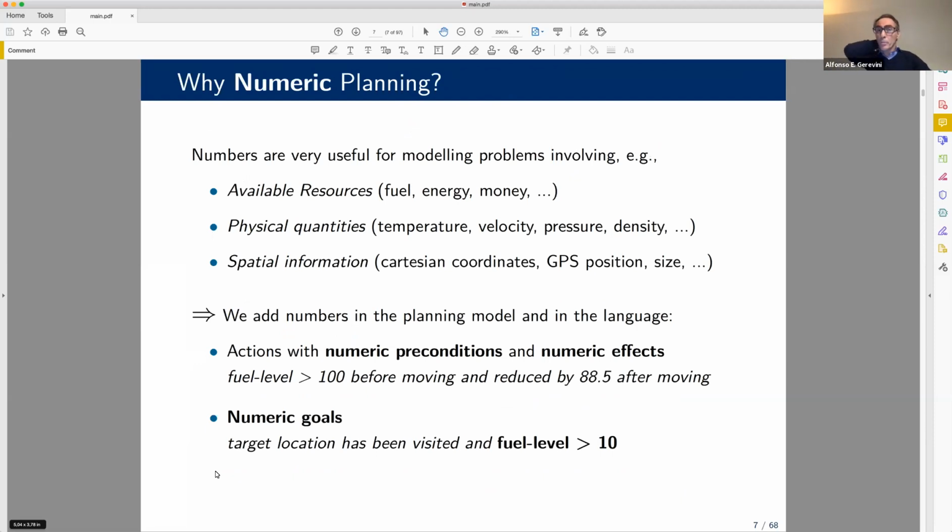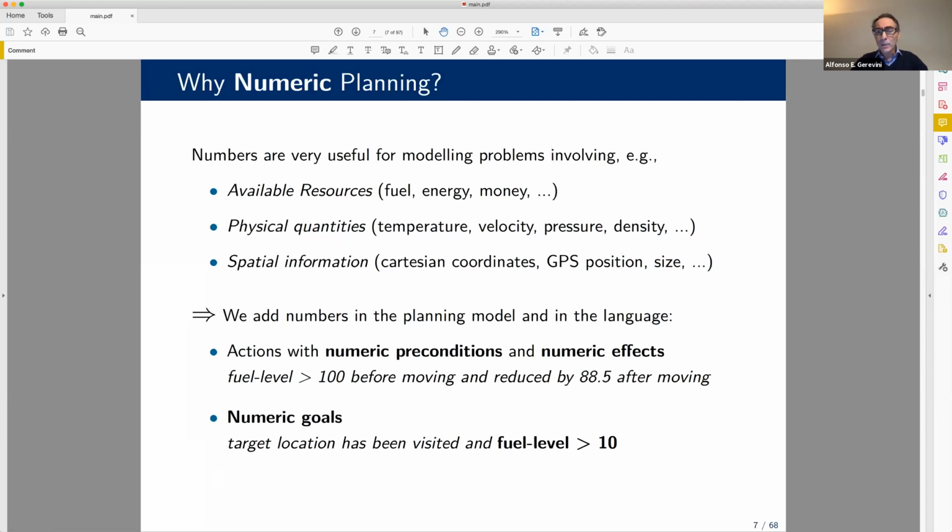Why do we want to have numeric planning? Well, numbers are very useful for modeling many real-world problems where we need to plan with a limited amount of resources, for example, where we want to model physical quantities like temperature, velocity, pressure, and so on. Or we want to deal with spatial information, and we have to represent the position of our agent in terms of Cartesian coordinates, GPS position, or consider the size or the volumes of some areas or objects that we have to manage in our plan.